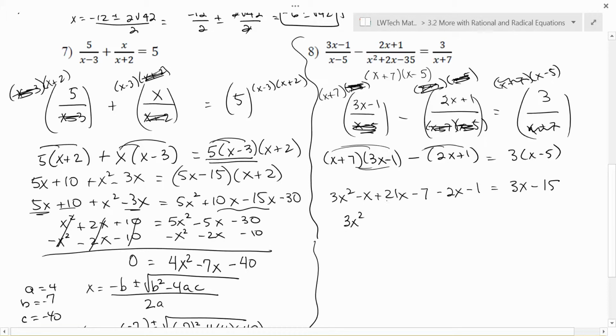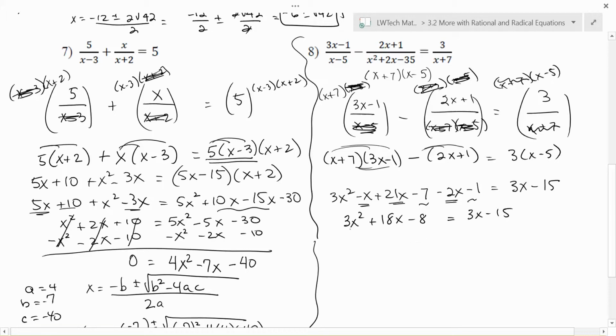So here I have a 3x squared. Then I have quite a few x terms here I can put together. Negative x plus 21x is 20x, and then minus 2x is a positive 18x. And then I have a minus 7 and a minus 1 that gives me minus 8. On the right-hand side, I have 3x minus 15.